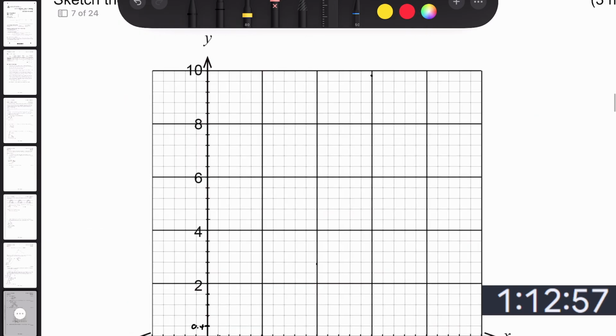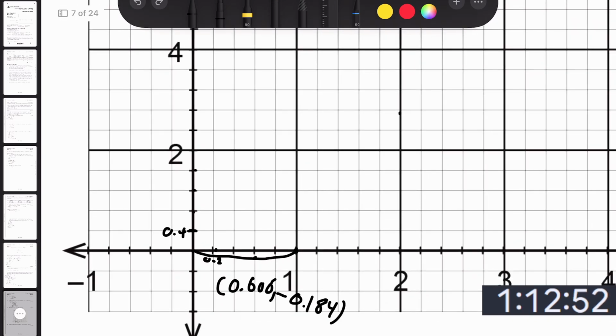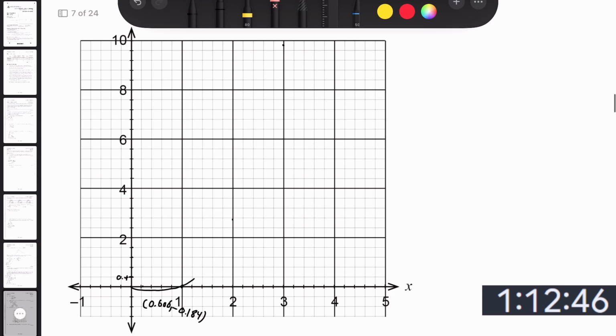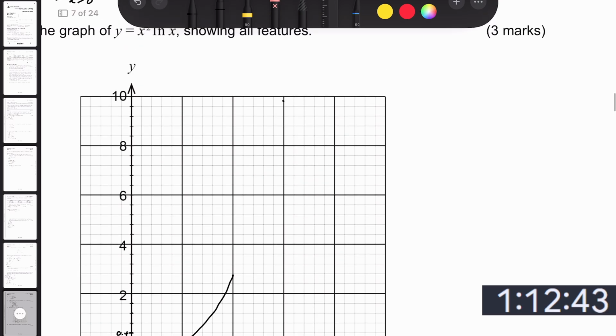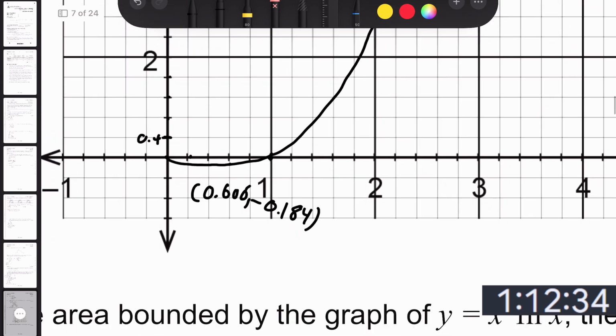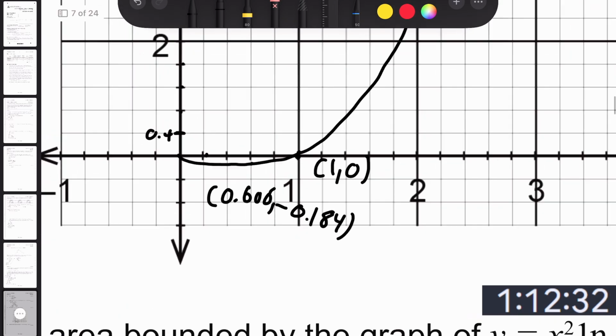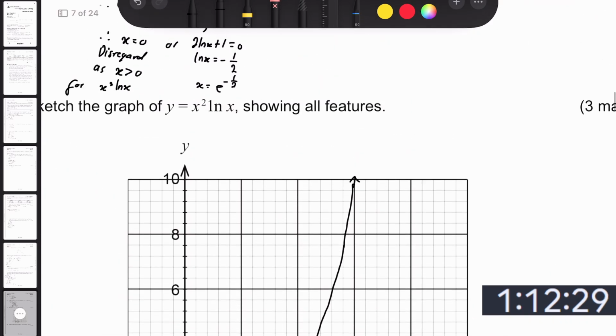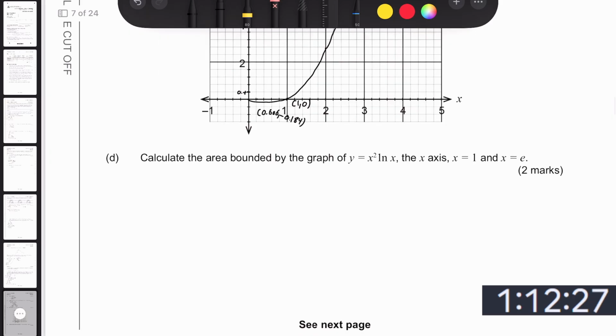Okay. Now I'm gonna connect these dots. Oh god. Let me redraw this. Something like that. A bit more curvy. Because half the time you get a mark just for having a straight curve. Draw a little arrow like that. That's the minimum. This is 1, 0. It doesn't actually reach 0, 0, so I'm going to leave that unmarked.